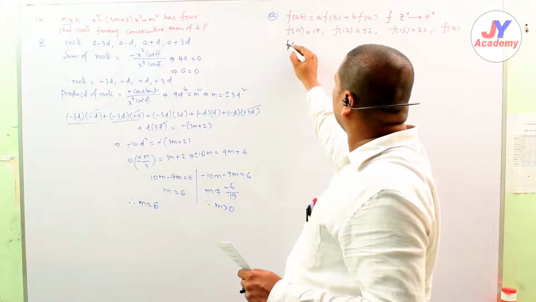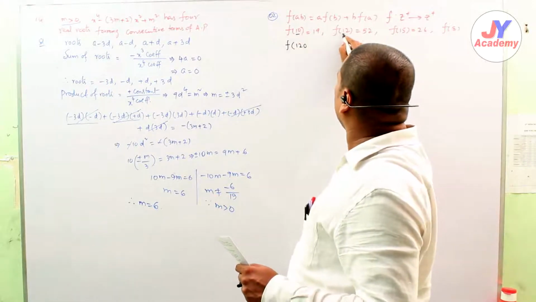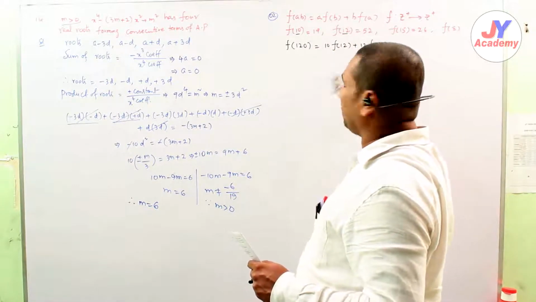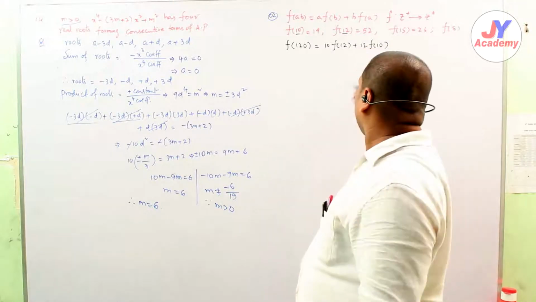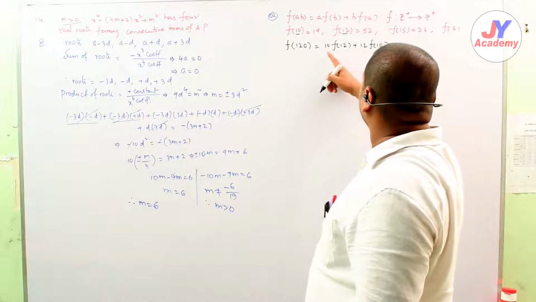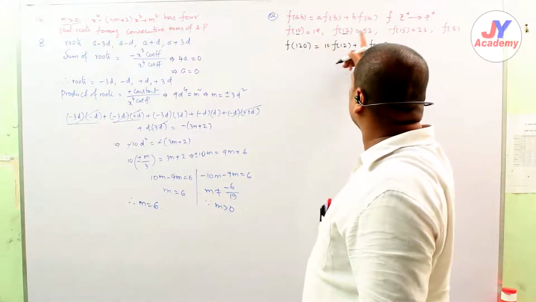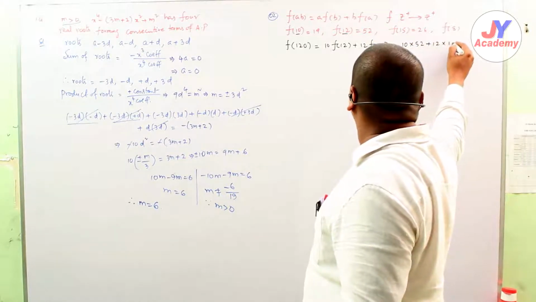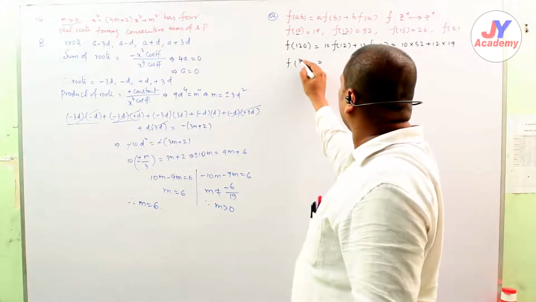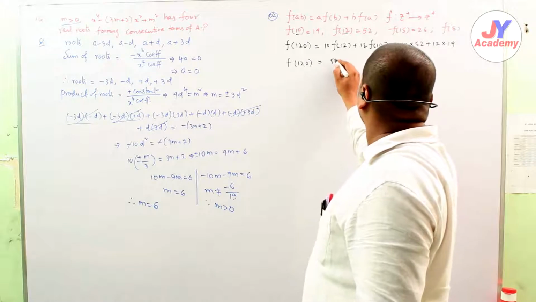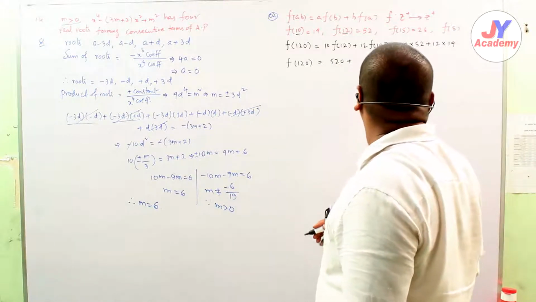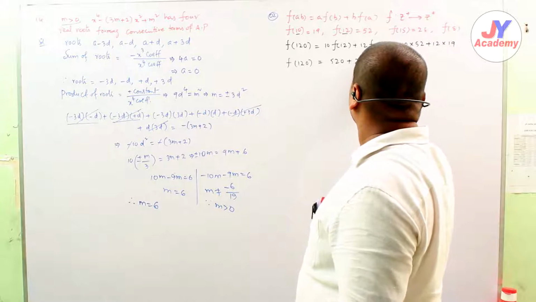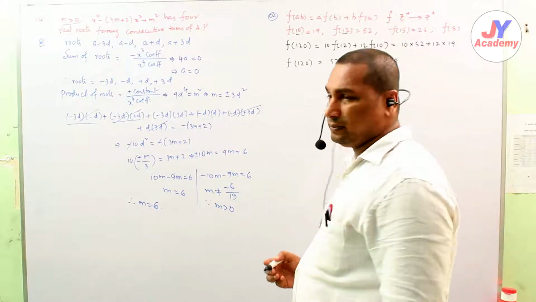So how can we do this? Simply we can do f of 120 as f of 10 into 12, which is 10 f of 12 plus 12 f of 10. You know f of 10, it is 19, and f of 12 is 52. So 10 into 52 plus 12 into 19. What is the sum here for f of 120? 520 plus 228. That is equal to 748.